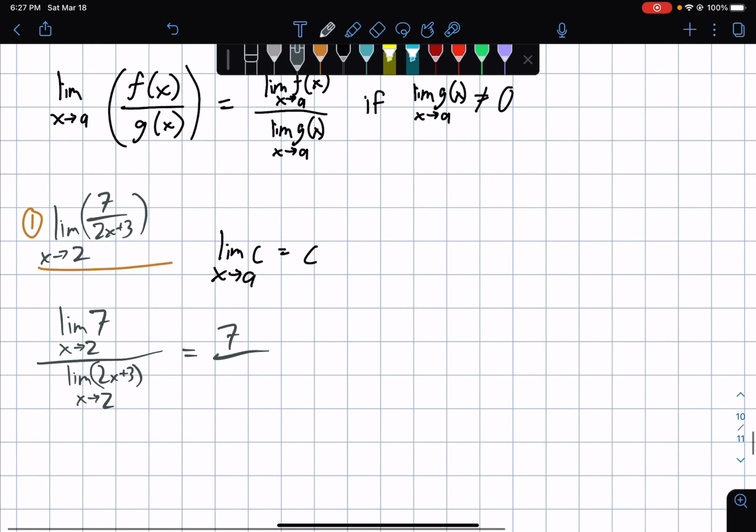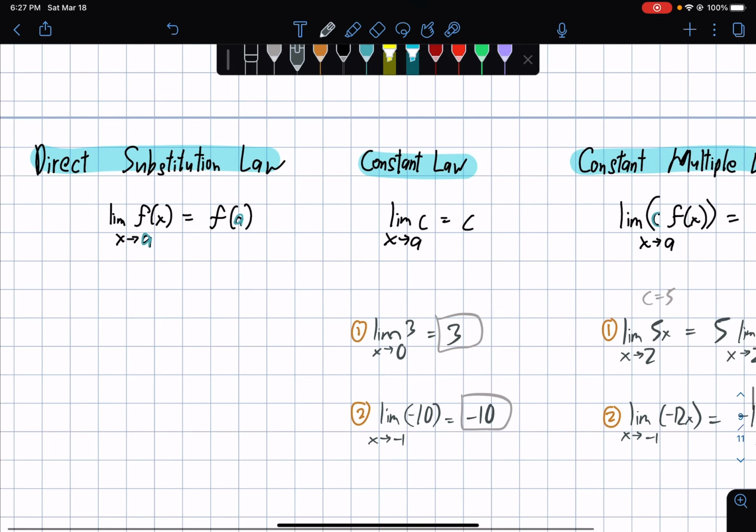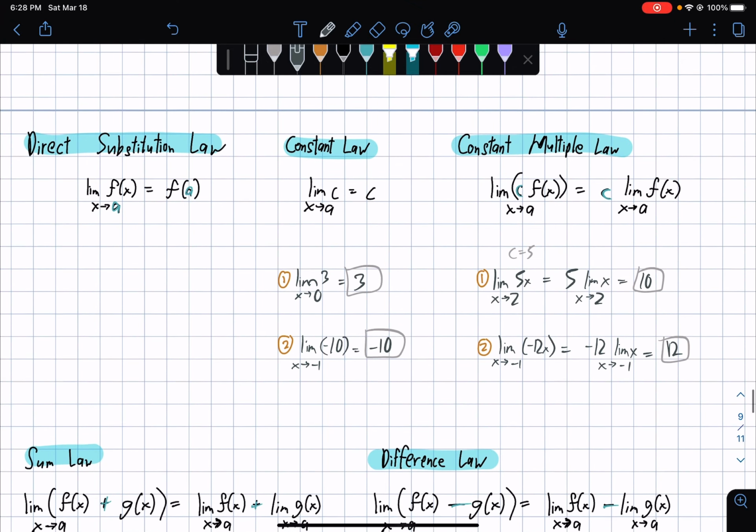I guess that's going to be 2 times 2, that's 4, then 4 plus 3 is 7. So 7 over 7, we get 1. That's our final answer. Okay, it starts to make sense. For direct substitution law, we apply this law if our x does not have any specified value at all. We use constant law if there's already a constant beside the right side of lim. I think that's how things work now.